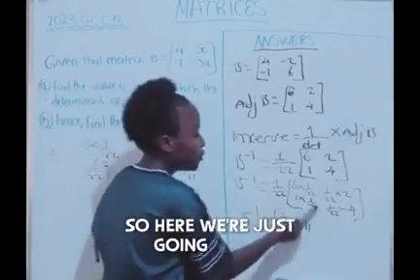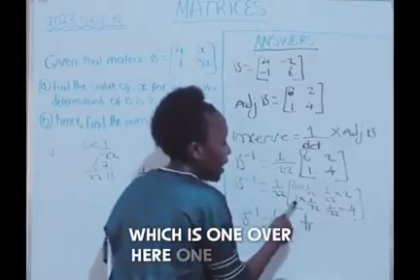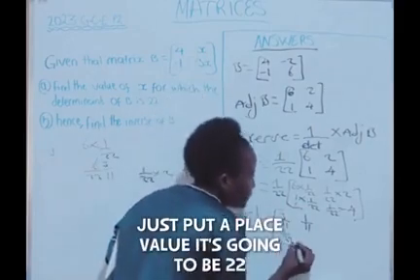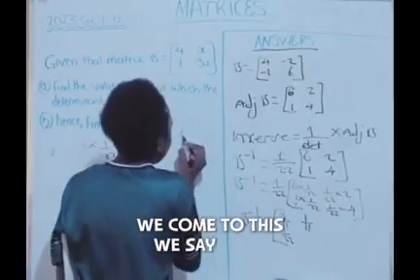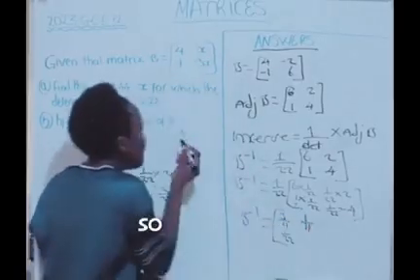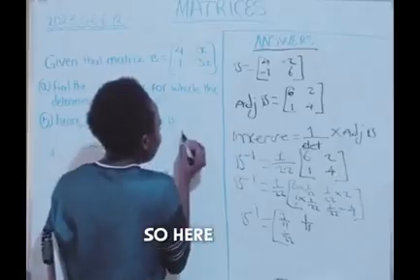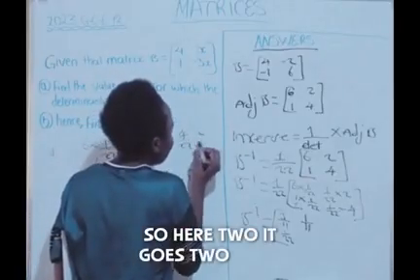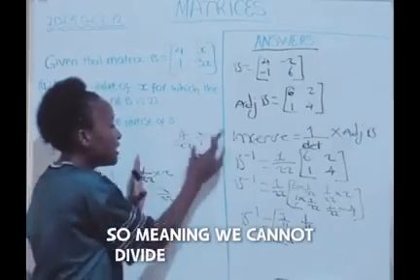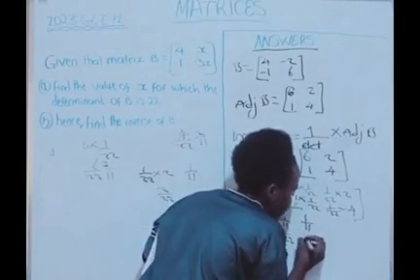So here we're just going to do it directly. 1 times 1, which is 1 over, here 1 times 22, just put a place value. It's going to be 22. We come to this. We say 4 over 22. We've already done it directly. 1 times 4, so 4. We can use the same 2 as well. So here 2 goes 2 times, then here it goes 11 times. So meaning we cannot divide it further here. So we can just leave it just like this, 2 over 11.